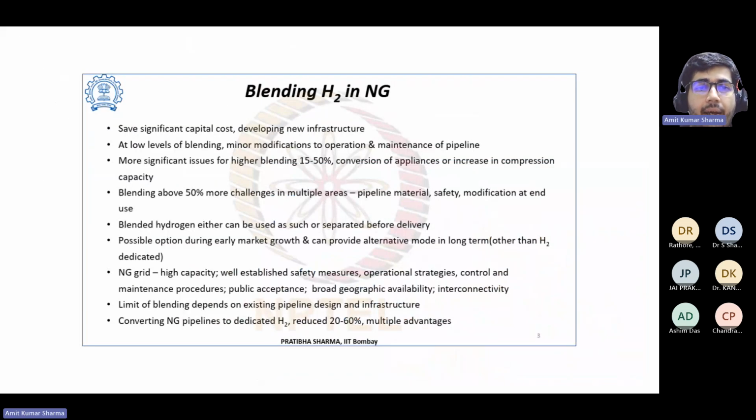So blending hydrogen with natural gas can save significant capital cost because we already have a very large gas network. We will not have to develop new infrastructure for the hydrogen pipeline. We can directly blend it. At a low level of blending, you don't have to do major modification. With minor modification to operation and maintenance of the pipeline, you can do it.